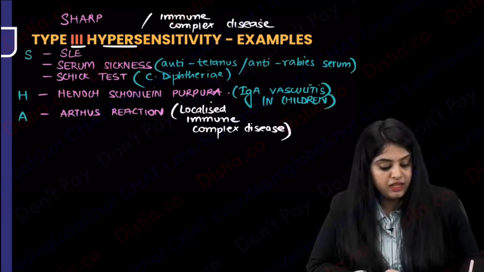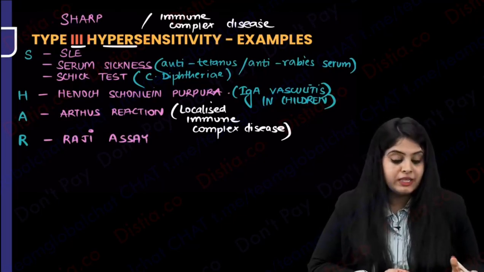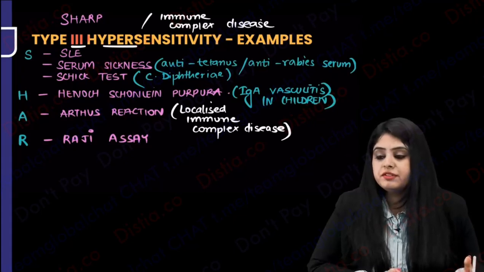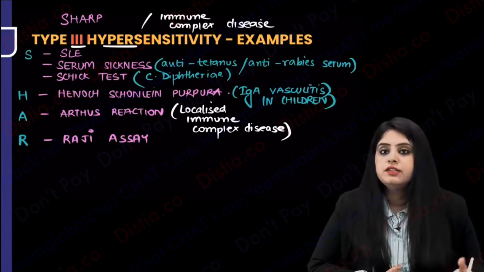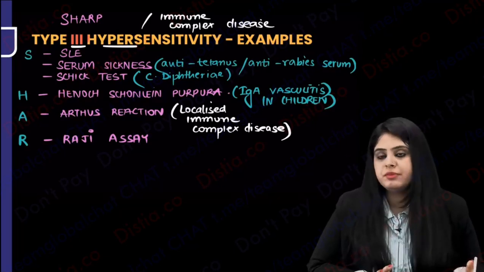Now we have the next, that is R. What is R going to be? R stands for Raji assay. This is an assay which was done once upon a time when they wanted to test for type 3 hypersensitivity. However, now this assay is no longer done. But you have to just know it for MCQs. So the Raji assay falls under type 3 hypersensitivity.